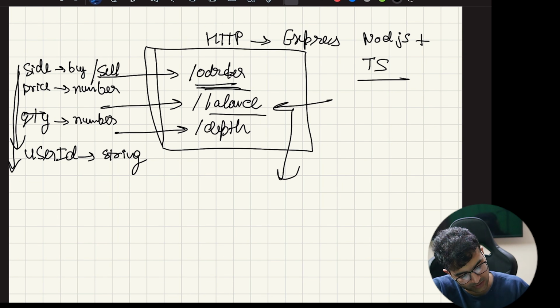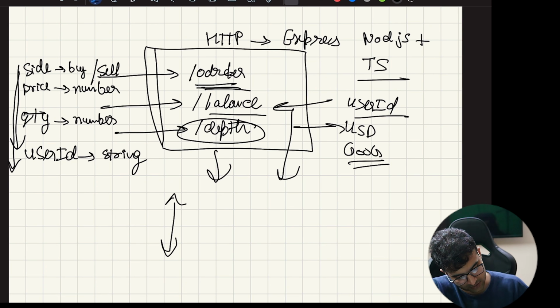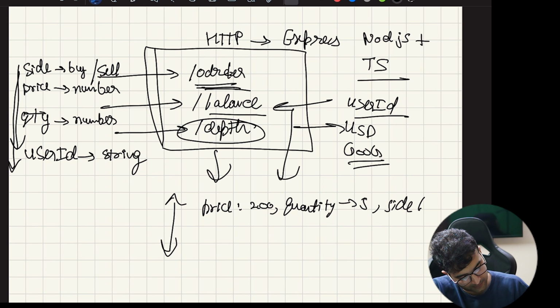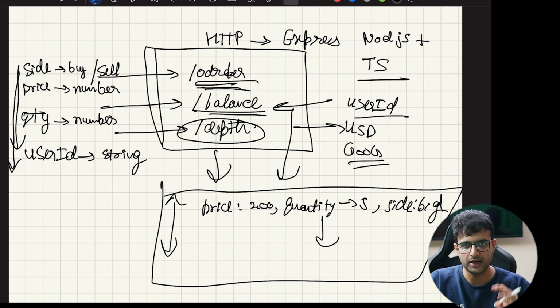On the /balance request, the user can send the user ID of the user they want to query, and they'll get back their USD balance and their Google balance. Google is the market that we're creating the order book for. And the depth endpoint would return the bids and the asks, basically the current order book and how it looks. It could be something like at this price, let's say 200, this is the quantity, let's say 5, and this is the bid side, and similarly the ask side, and so on. So this will be the order book, this will be the balance, and this will be the order. These are the 3 endpoints you need to support.